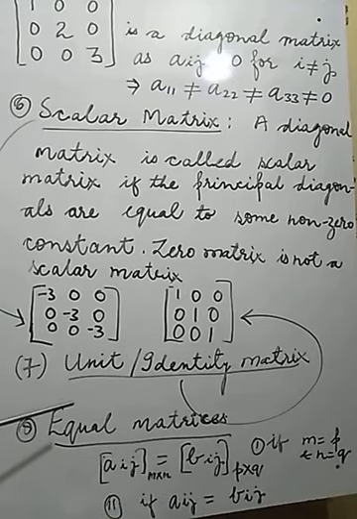In this way, we have discussed the types of matrices. Today we have studied row matrix, column matrix, square matrix, zero matrix, diagonal matrix, scalar matrix, unit or identity matrix, and lastly equal matrices. In this way, we try to understand the different types of matrices.